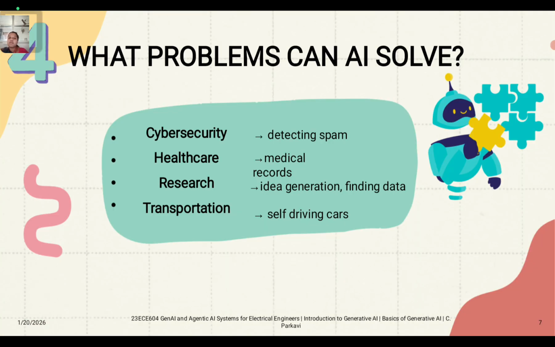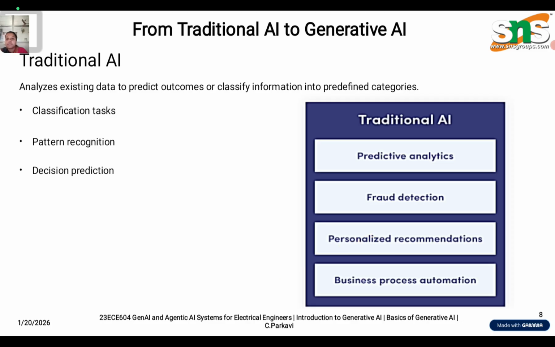So, what problems can AI solve in cybersecurity? Detecting spam: we can detect spam mails in our mailbox beforehand. Next, healthcare and medical records: patient records must be viewed seriously and maintained carefully, so here it plays a particular role. Research: idea generation, finding data. Transportation: self-driving cars.